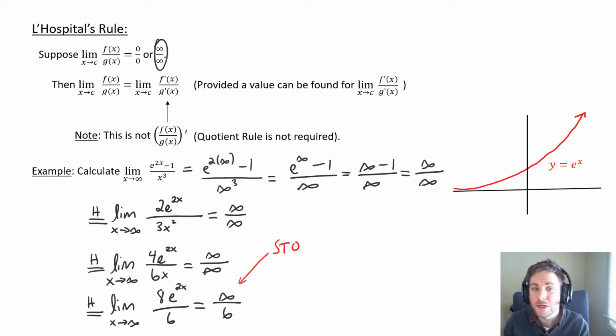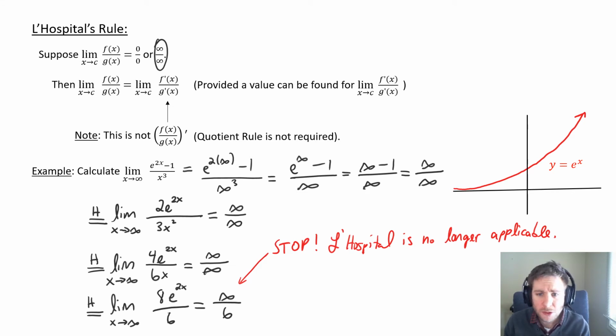At this stage, we need to stop taking derivatives. We don't have permission to use L'Hopital's rule anymore because the rule as stated requires 0 over 0 or infinity over infinity. It's not applicable to infinity over 6. On the other hand, we don't need it to be applicable because we can see the answer at this point.